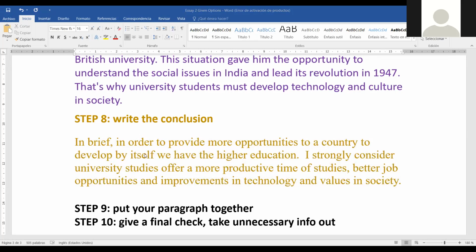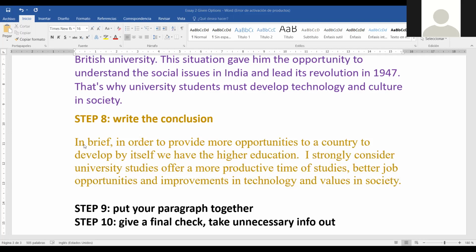Can you read it, please? In brief, in order to provide more opportunities to a country to develop by itself, we have higher education. I strongly consider university studies offer a more productive time of studies, better job opportunities, and improvements in technology and values in society. Thank you.